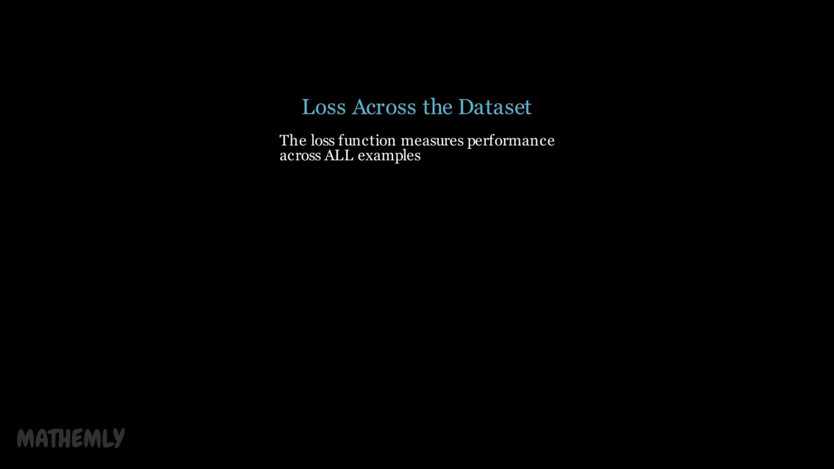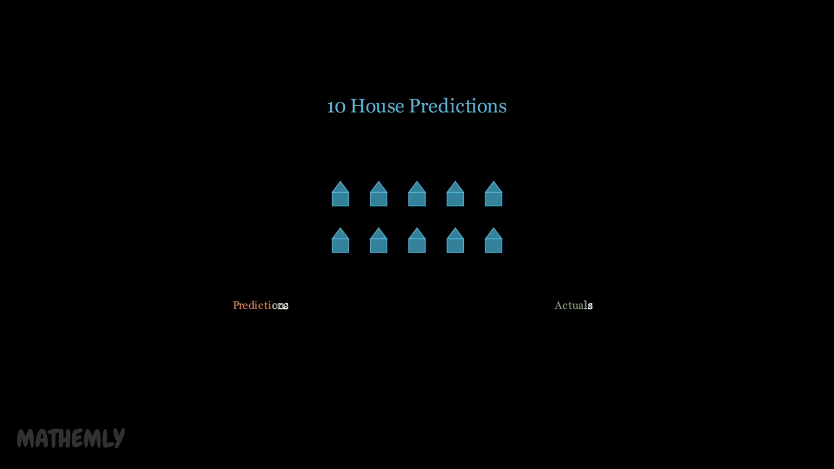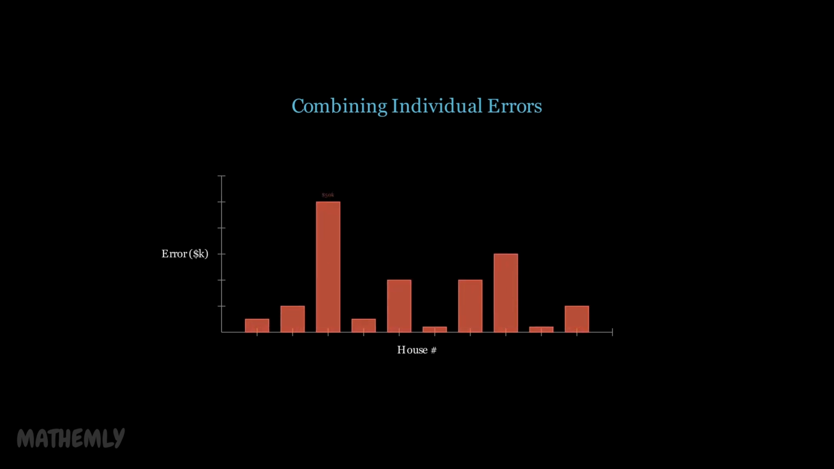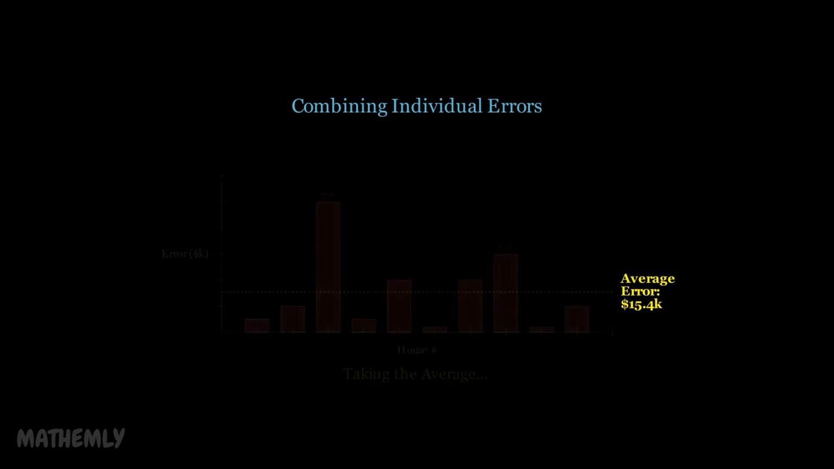Now that we know what the loss function does, let's take a closer look at how it actually behaves. The loss function doesn't just measure a single prediction, it looks at how the network performs across all examples in the dataset. In our house price example, imagine the network makes predictions for 10 different houses. Some predictions might be close to the actual prices, others may be far off. The loss function takes all these individual differences and combines them into one overall measure of performance called the average loss. This tells us, on the whole, how well or poorly the network is doing.